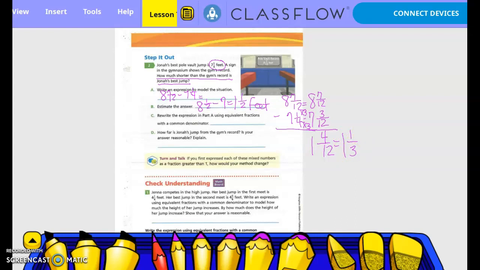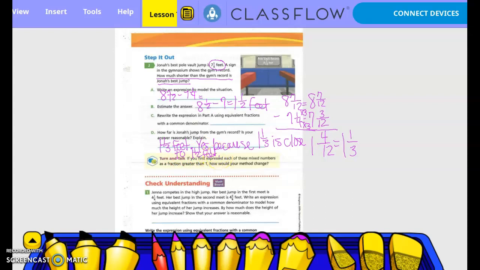So how far is Jonah's jump from the gym's record? 1 1/3 feet. And then yes, because 1 1/3 is close to 1 1/2 feet.